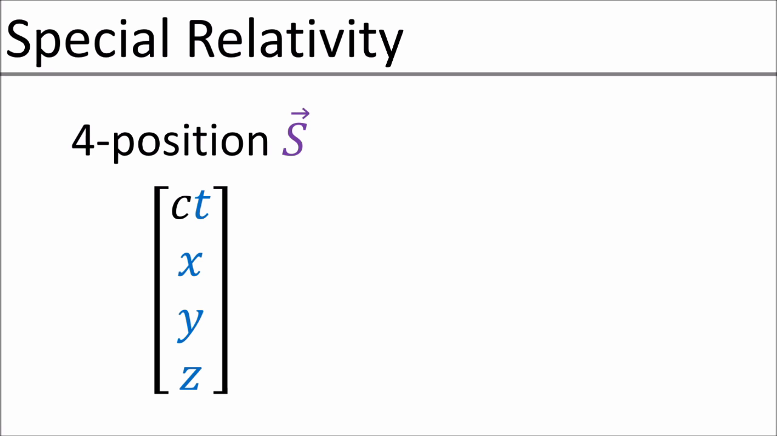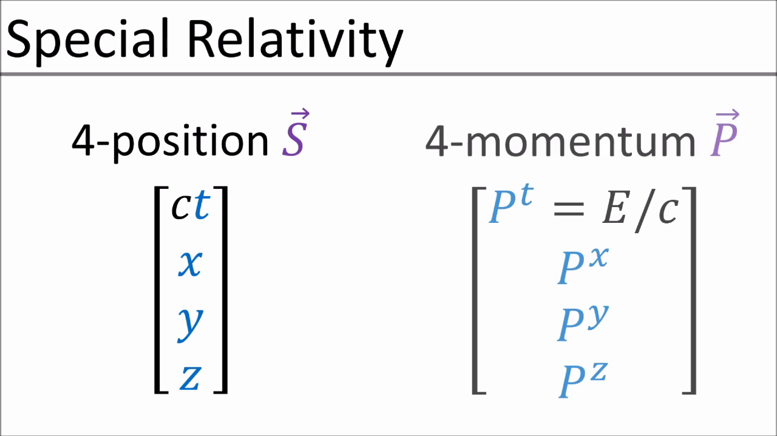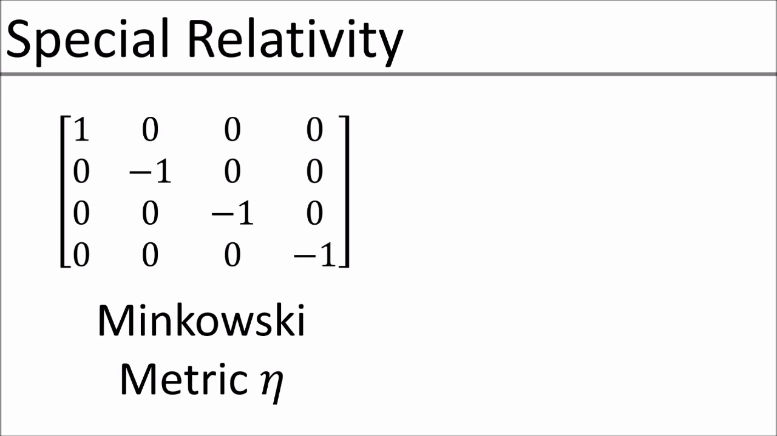Also, just as special relativity unites time and space into a single four-dimensional object called space-time, energy and momentum are also united into a single four-dimensional object called four-momentum. The lengths of the four-position and four-momentum vectors are normally measured using a distance function called the Minkowski metric, which is given by this matrix here denoted by eta.